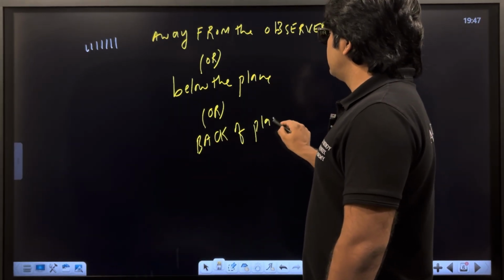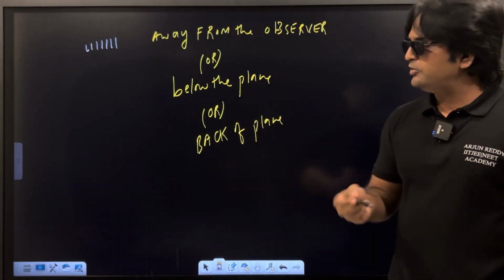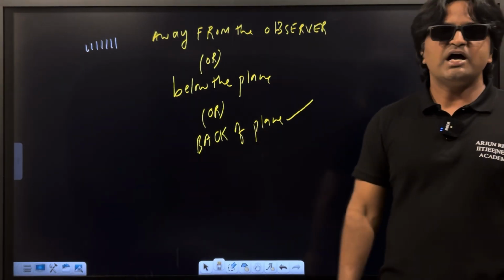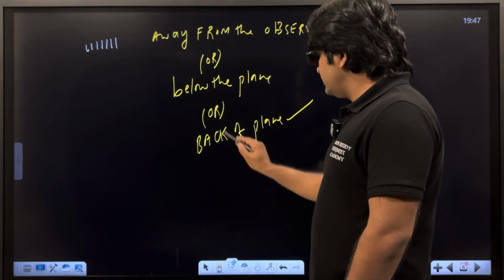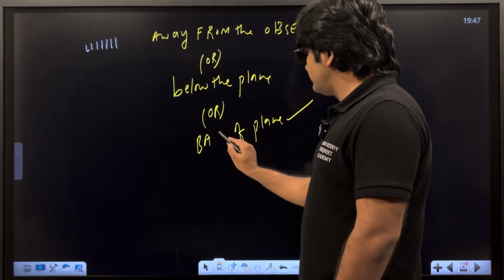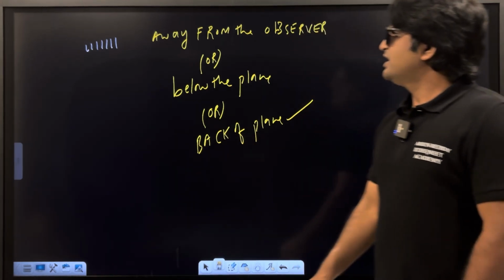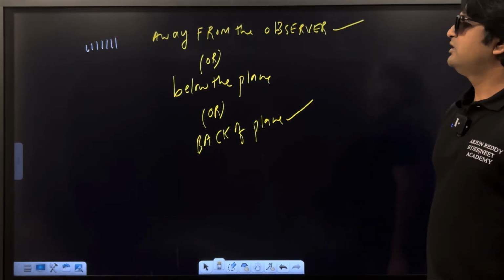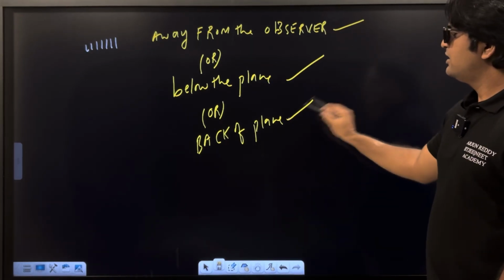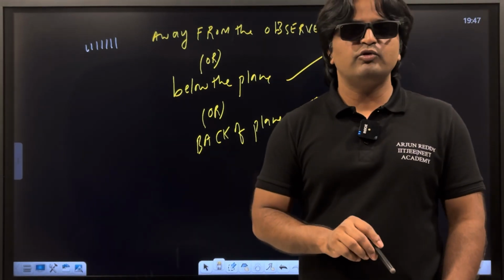All these you remember. Sometimes we use below the plane, sometimes we use back of plane, like that when you are dealing with molecules. Back of plane, below the plane, and away from the observer are all the same. That is the meaning of broken wedge.